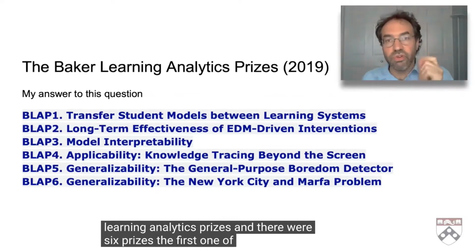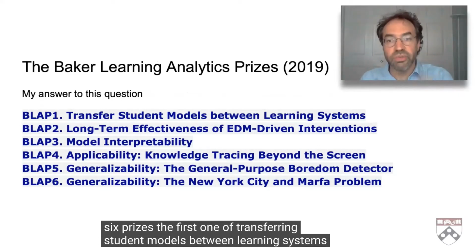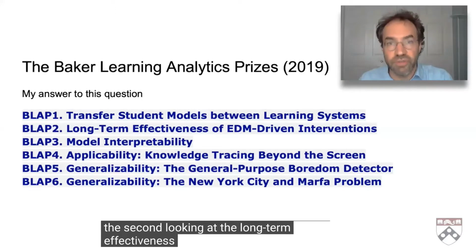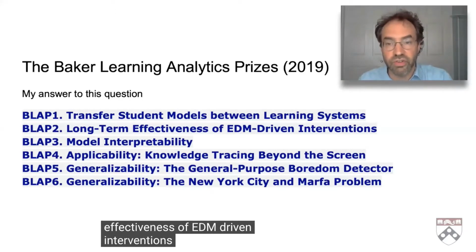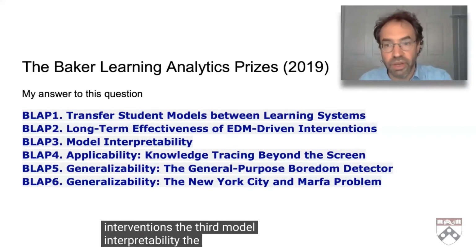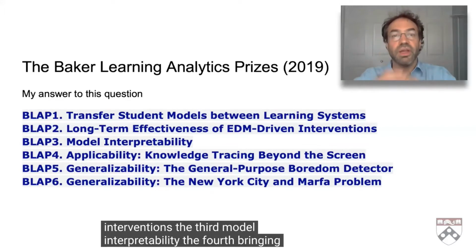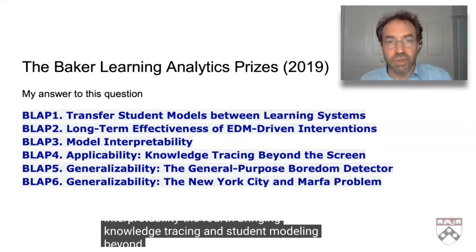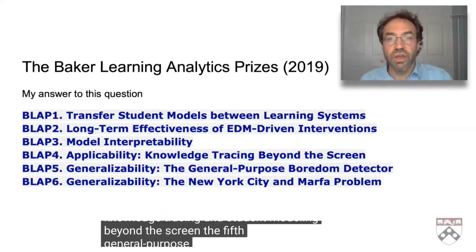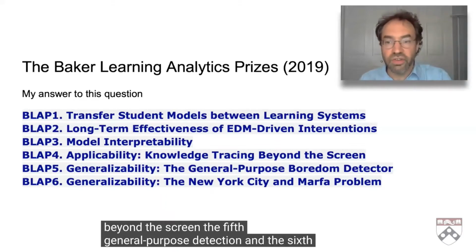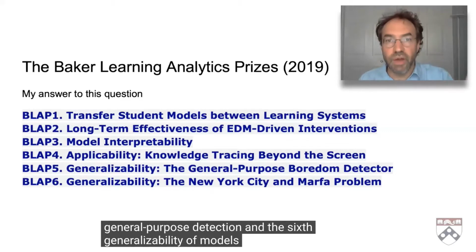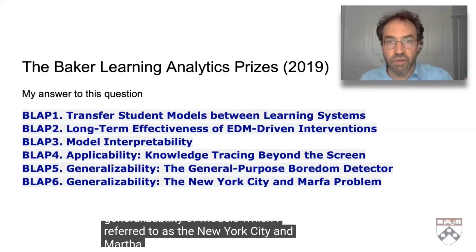The first one, transferring student models between learning systems. The second, looking at the long-term effectiveness of EDM-driven interventions. The third, model interpretability. The fourth, bringing knowledge tracing and student modeling beyond the screen. The fifth, general purpose detection. And the sixth, generalizability of models, which I referred to as the New York City and Marfa problem.